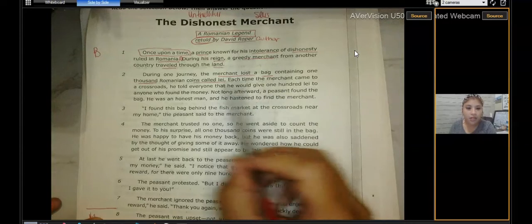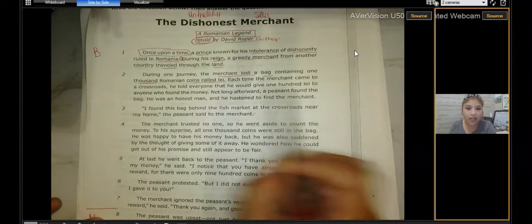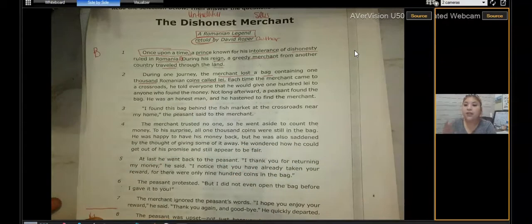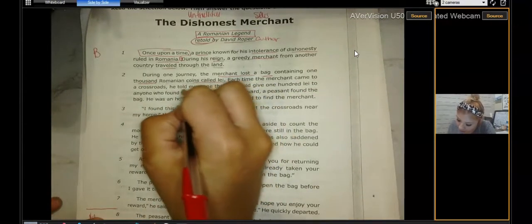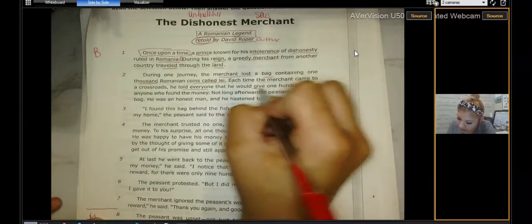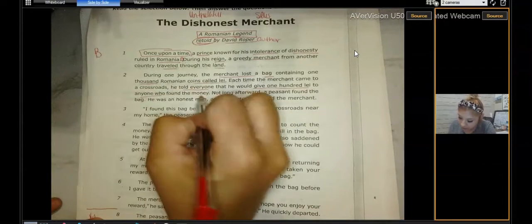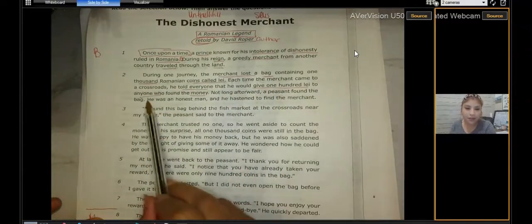Each time the merchant came to a crossroad, he told everyone that he would give 100 lei to anyone who found the money. So what is he offering? He's offering a reward for anybody that finds his bag and returns it to him, right? So he told everyone that he would give 100 lei, remember those are the coins, to anyone who found the money. Not long afterward, a peasant found the bag.